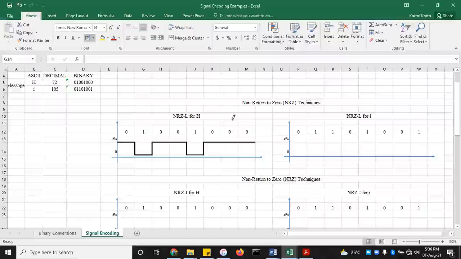Okay. So what about for I? The same rule. 0 or off state, high voltage pulse, on state, low voltage pulse.